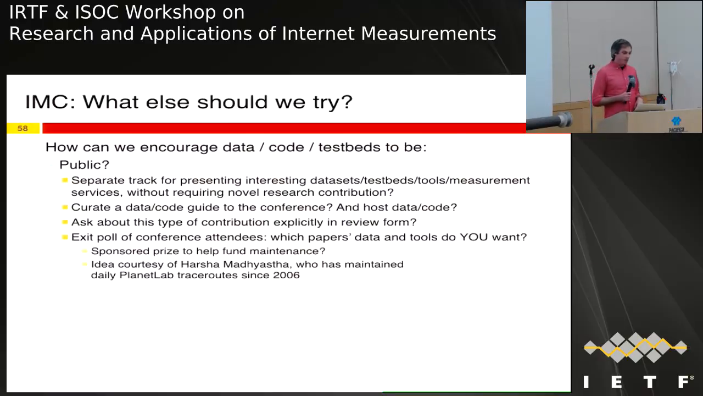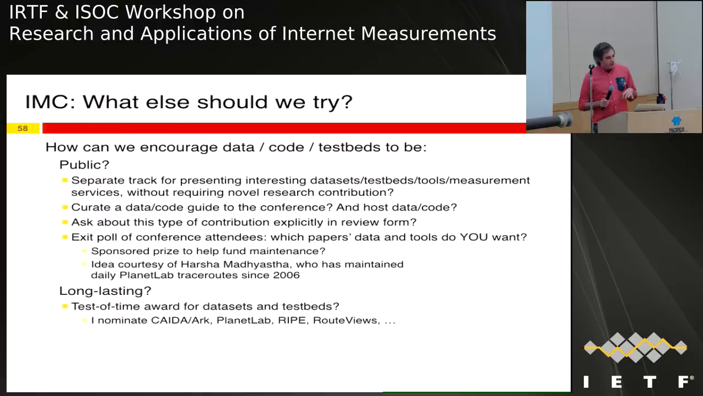I threw up an idea here from Harsha at University of Michigan. He wants to have an exit poll for conference attendees. What data from the conference do you most want? And it will be a signal to people that they've done something that's useful. We'd have to work out the details on that, considering, probably if we just had an open vote, everyone would vote for whatever was the most privileged data that existed. But I think it's an idea worth considering. And I think it's also worth acknowledging Harsha here because he's maintained PlanetLab traceroutes to hundreds of thousands of prefixes around the internet daily since 2006, even though he doesn't really work in internet measurement very much these days.